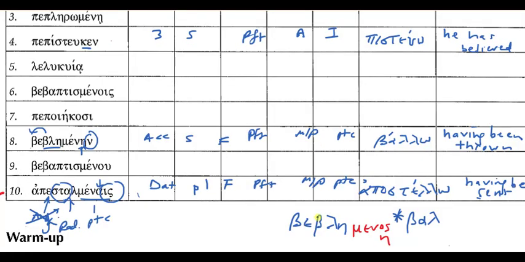For number 5, we have leluquia. Leluquia. What's my lexical form here? Luo. Good old luo, right? Now, what's happened to the lambda of luo here? That's reduplication. And then we have a kappa. What did I tell you? If you see a kappa within 10 feet, it's what? It's perfect active. Okay? So perfect active participle.